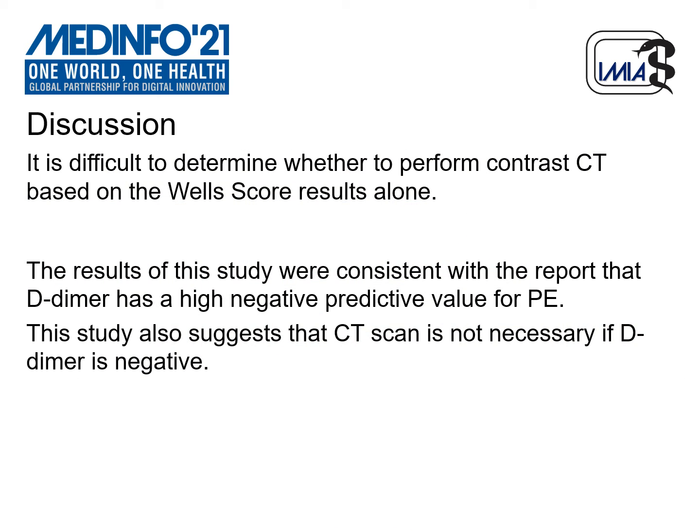This slide shows the discussion. It is difficult to determine whether to perform contrast CT based on the Wells score result alone. The results of this study were consistent with the report that D-dimer has a high negative predictive value for PE. This study also suggested that CT scan is not necessary if D-dimer is negative.